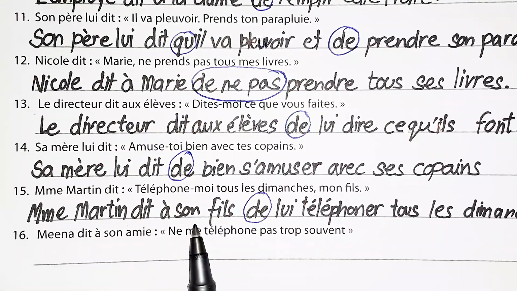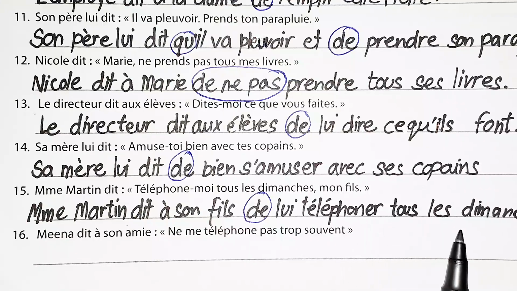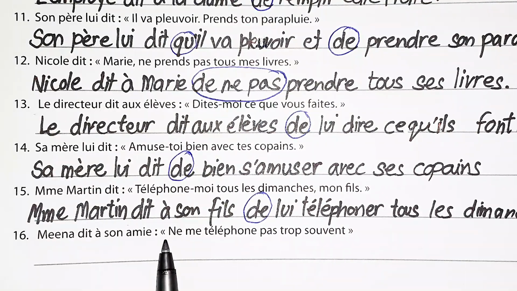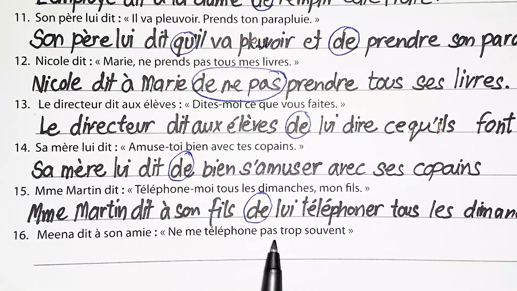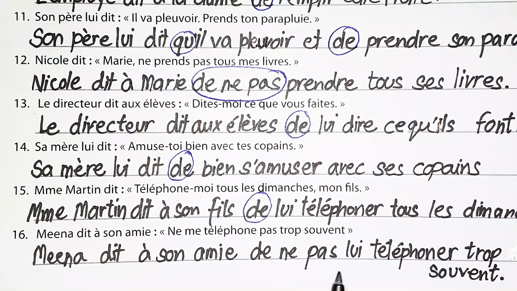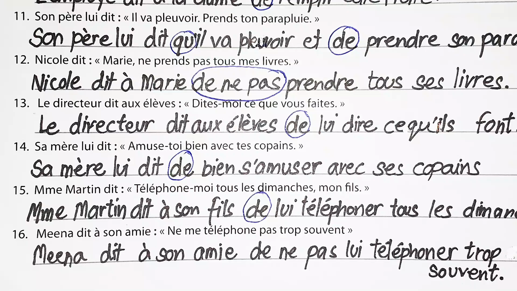Martin tells her son to call or to phone her every Sunday. Mina dit à son ami, ne me téléphone pas trop souvent. Again, we have an imperative case here, so we'll use de, but this time it is negation, so we'll write de ne pas. Mina dit à son ami, ne me téléphone pas trop souvent. That means Mina says to her friend, don't call me too often. And after changing it, it is like Mina dit à son ami de ne pas lui téléphoner trop souvent. Mina tells her friend not to call her too often.